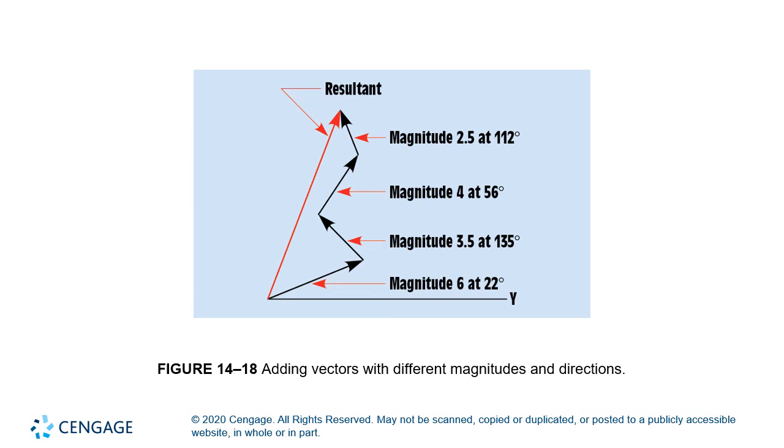Keep in mind, the idea of triangles works well when you have two vectors, but if you have a whole variety of vectors, well, this is shown graphically where we have magnitude 6 at 22 degrees, added to a magnitude 3.5 at 135 degrees, magnitude 4 at 56 degrees, and 2.5 at 112 degrees. You could potentially use triangles multiple times, or again, use that idea of summation of components, but you'll find that either one of those will give you a resultant, which in this case is definitely going to be less than the sum of the parts, and the exact angle would also have to be determined.